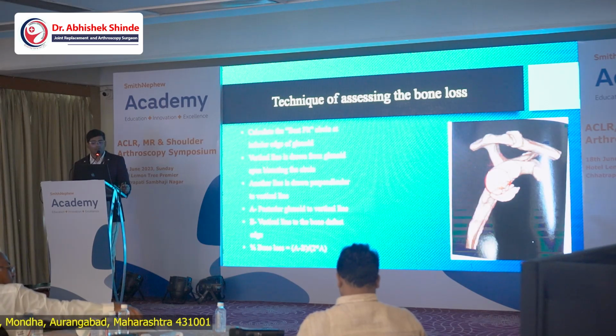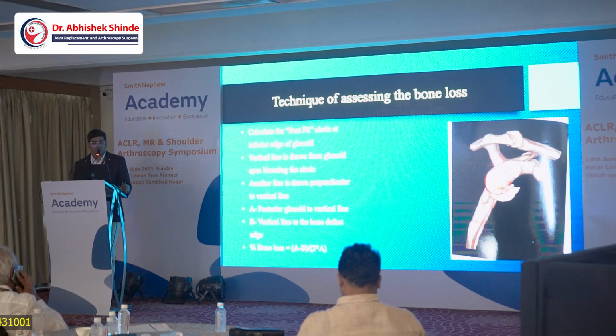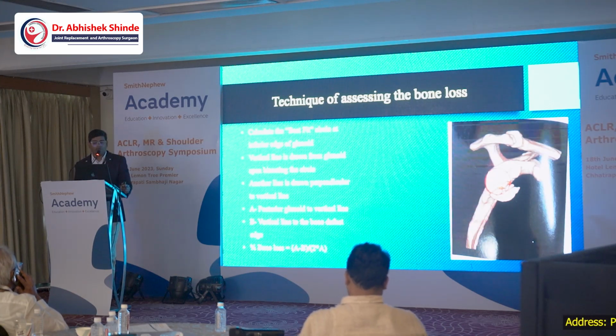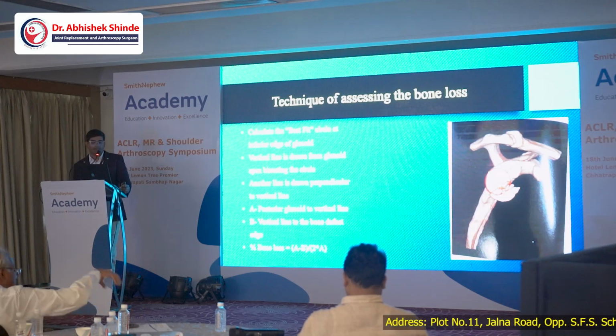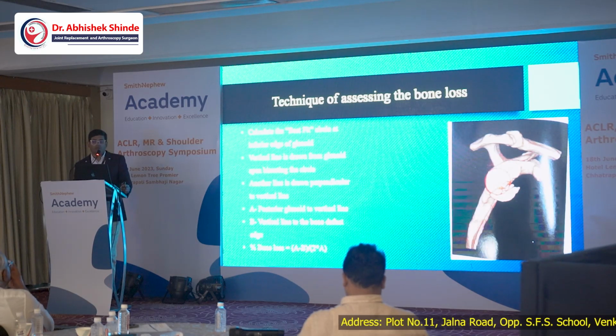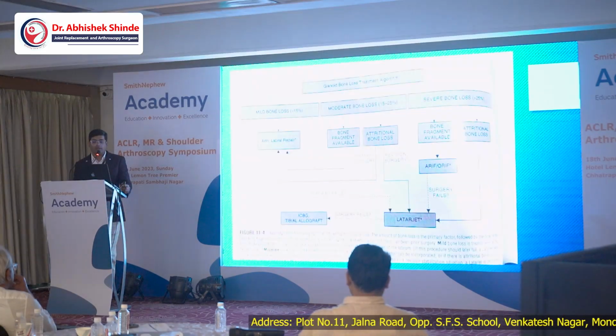The technique for assessing the bone loss is to calculate the best fit circle at the inferior edge of the glenoid and draw a vertical line from the glenoid apex bisecting the circle. An anterior line is drawn perpendicular to the vertical line, where A is the posterior glenoid to the vertical line and B is the vertical line to the bone defect, and the percentage of bone loss is A minus B divided by 2 times A. There are various methods of calculating bone loss, but this is the CT-guided method, with which pre-operatively you can consider whether to go for a Latarjet or a Bankart.